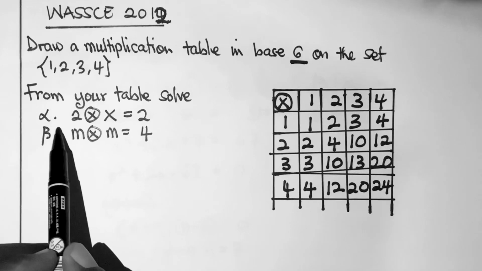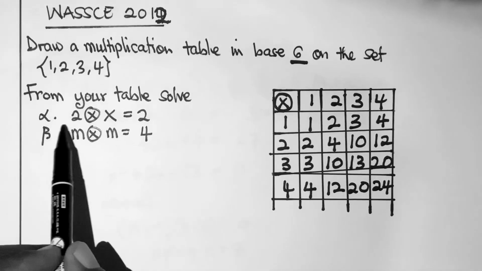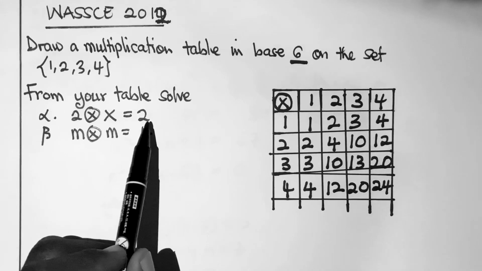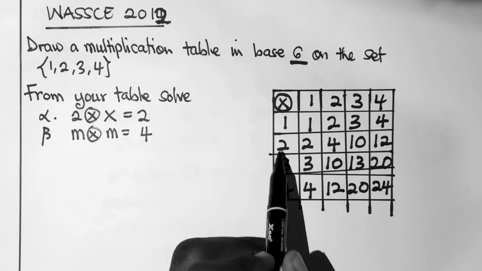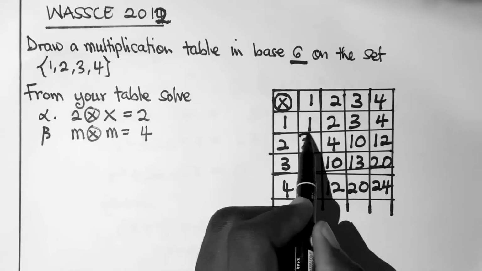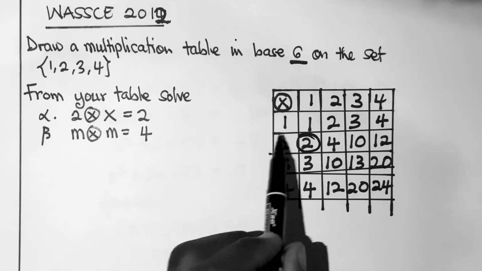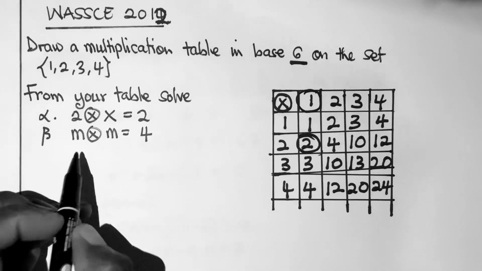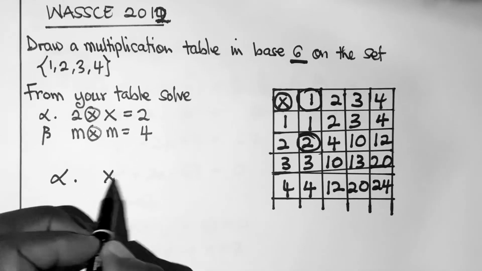And now the second part says that from our table we should evaluate 2 times x equals 2. So now we need to come to this 2 column and find where we can find 2. So you see that we can find 2 here. So 2 times what number will give us this 2? It is 2 times 1. So therefore, from alpha, x is equal to 1.